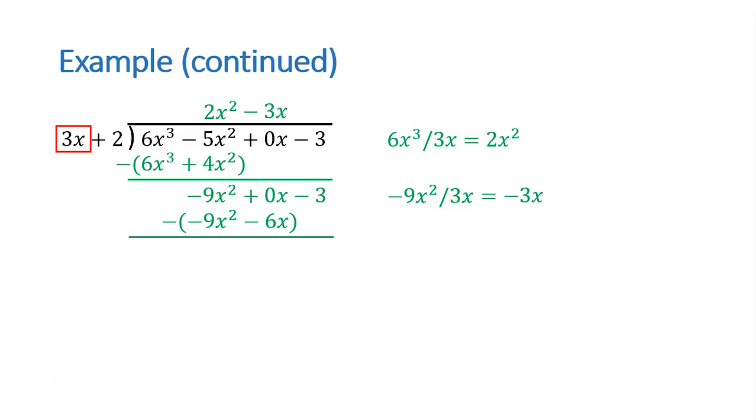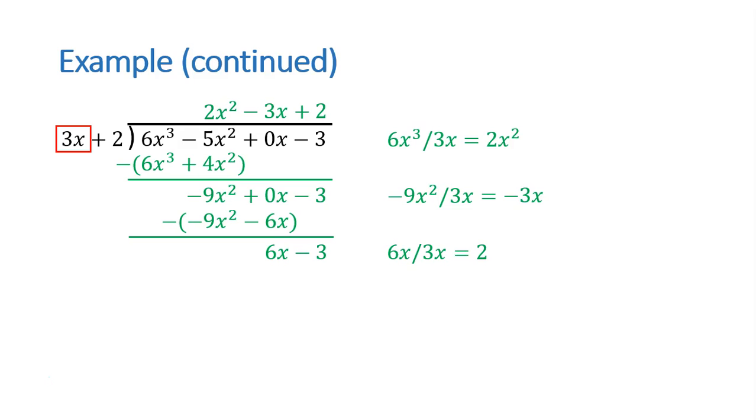I have a 0x, and I'm subtracting a negative 6x. So subtraction of a negative turns into addition. So 0x plus 6x is going to give me 6x. And then I bring down my 3. Finally, last step, 3x has to divide into 6x. So 6x divided by 3x. Well, our x's are going to cancel. 6 divided by 3 is 2. So 2 is going to be the last part of our quotient.